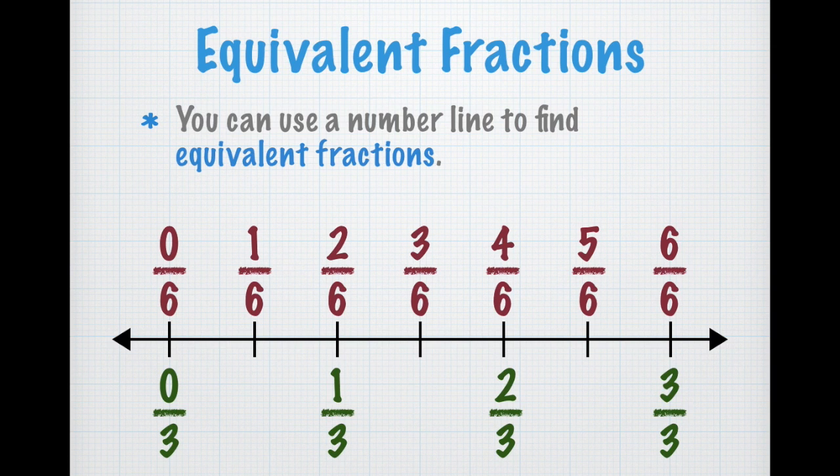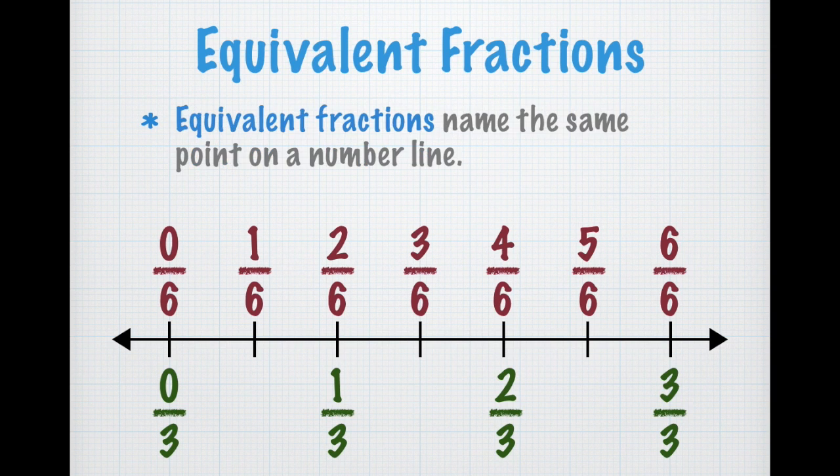We can use a number line to help us find equivalent fractions. Equivalent fractions name the same point on a number line. So if we look at our number line, the top is labeled by sixths, and the bottom is labeled in thirds. And so equivalent fractions are going to be at the same point. So I see 0/6 and 0/3 are at the same point.